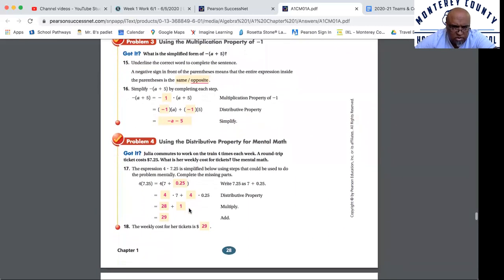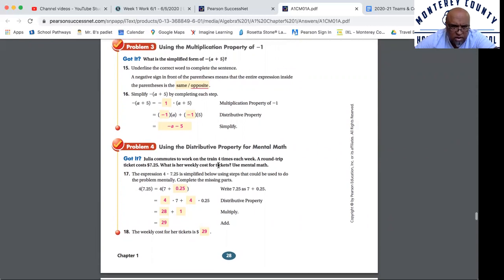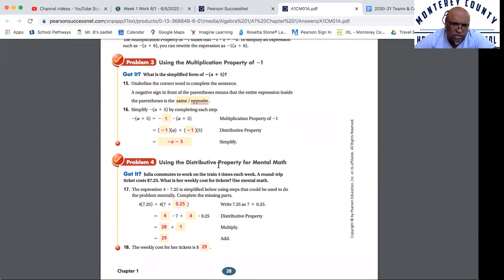Let's move on. Question 17 is 0.25, 4, 4, 28, 1, 29, and then question 18 is 29. Jumping back to 16, I was going to say this, that's why I hesitated. Negative 1 times a becomes negative a. Now you can write it as negative 1a if you want to, but that would be an incorrect writing of it, because when you have a variable and it's times negative 1, then you just put the negative symbol in front of it.